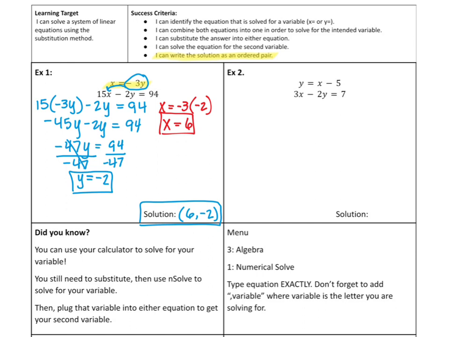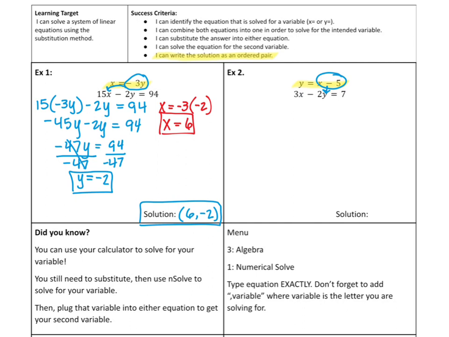Let's look at number 2. Number 2 has y isolated, so it says y equals x minus 5. So here I'm going to do the same thing. I'm going to identify that I have a y equals in one of my equations, one of the variables isolated, and I'm going to substitute that x minus 5 in for my y value this time because it says y equals this.